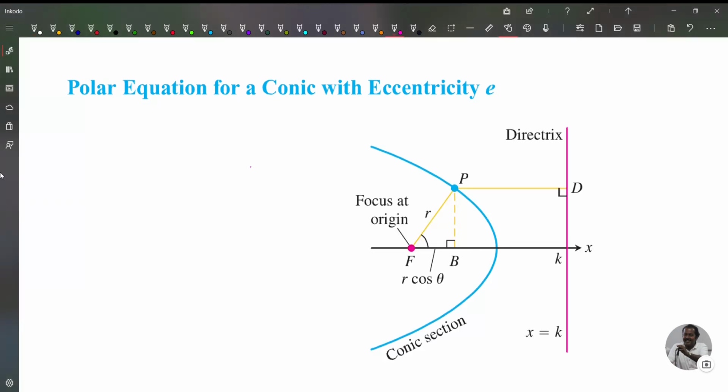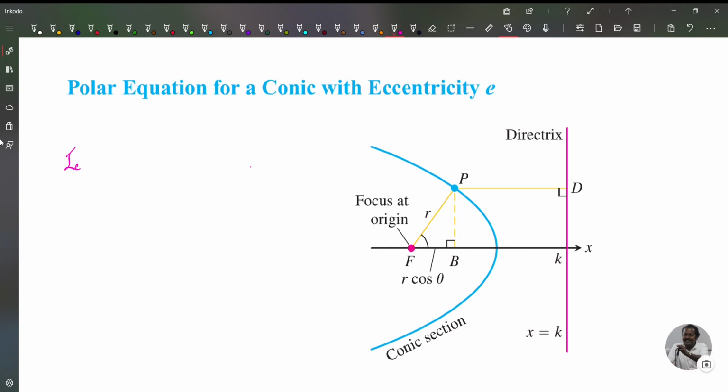Today we discuss the polar equation for a conic with eccentricity e. Consider a conic section, which may be an ellipse, parabola or hyperbola. Suppose that the focus of the conic is at the origin and let x equal to k be the directrix. Consider P a point on the conic section, with polar coordinates r, theta.